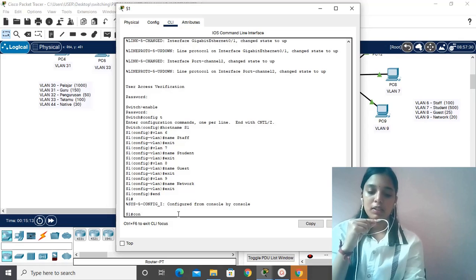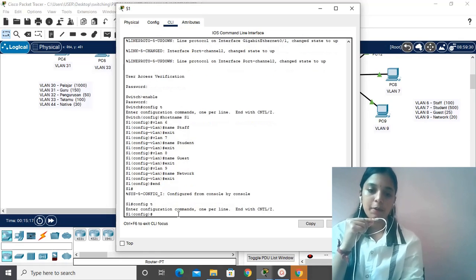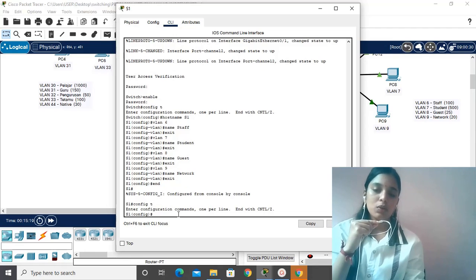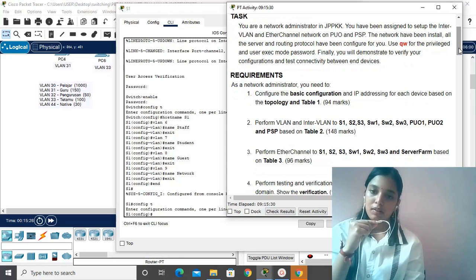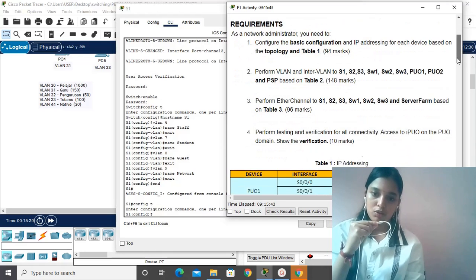So config t must be put in, then S1 config, then write that we see the table first. He has to perform VLAN and inter-VLAN on switch 1, switch 2, switch 3, PO1, PO2 and PSP based on table 2.